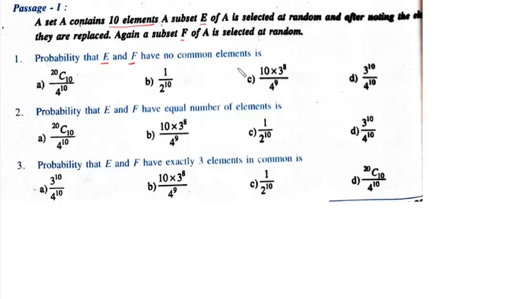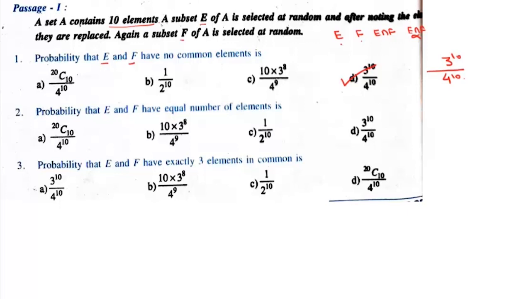Now, first is the total number of ways of selecting these two subsets E and F. Now, for each element, we have 4 choices. Either it will belong to E only, or it will belong to F only, or it will belong to E intersection F, or it doesn't lie in E and it doesn't lie in F. So the total number of ways of choosing these two subsets E and F is given by 4 to the power 10. Now when E and F have no common elements, then for each element we now have only 3 choices. So there will be simply 3 to the power 10. So this required probability is 3 to the power 10 upon 4 to the power 10, and that's your option D.